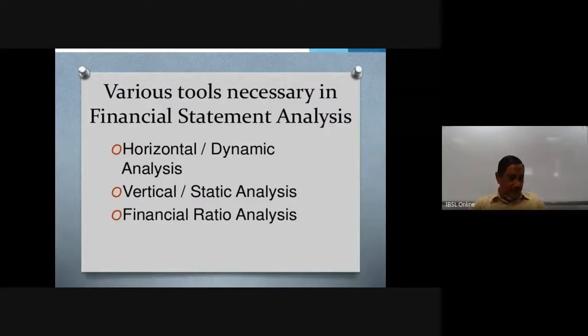Right. So there are different tools we use to analyze the financial statements. First one is horizontal or dynamic analysis. Second one is vertical or static analysis. Third one is financial ratio analysis, which we have already done. So first we'll discuss these two.